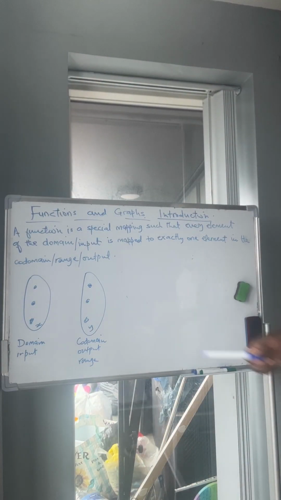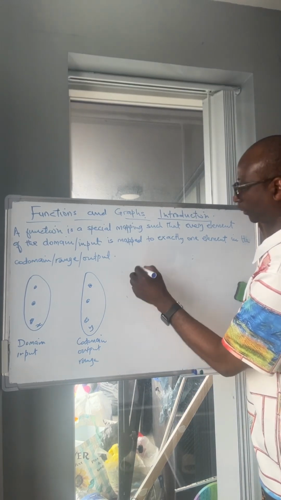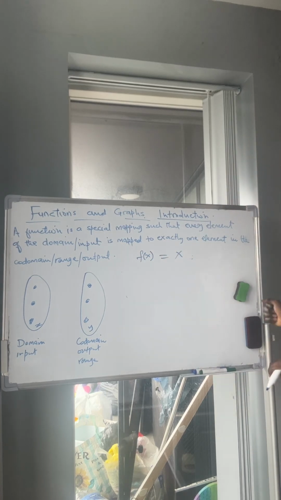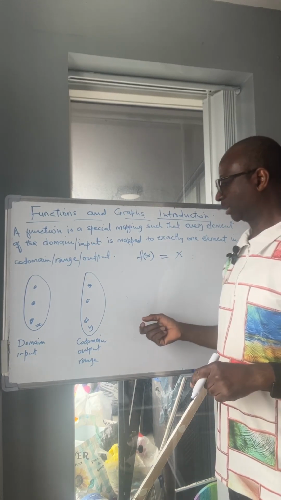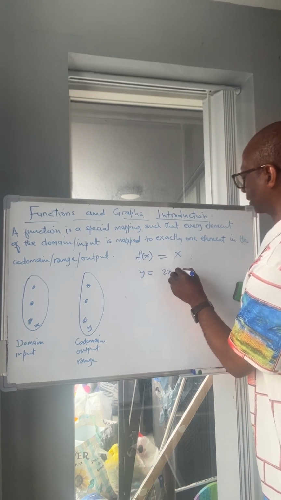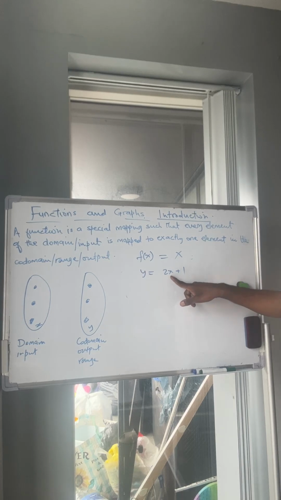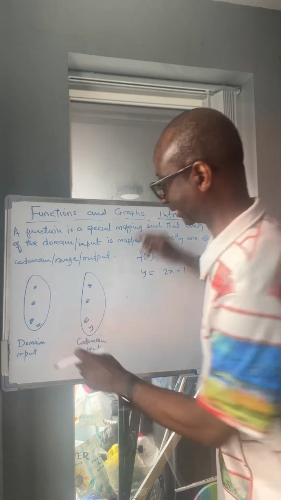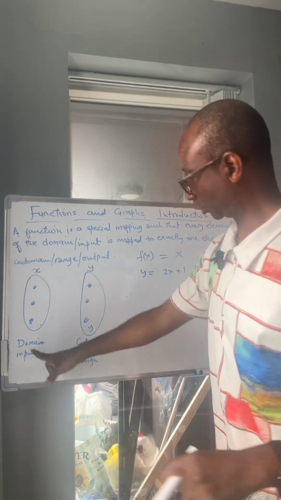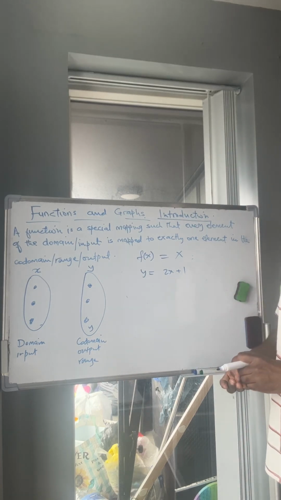So, this is your domain or input. Mind you, when you have your function f of x equals x, or you have y equals 2x plus 1, this is your input. The domain is what we have here as x. I put x here for people to understand, and I put y here. This is your domain, your x. Your codomain or range is your y, if you're looking at functions.